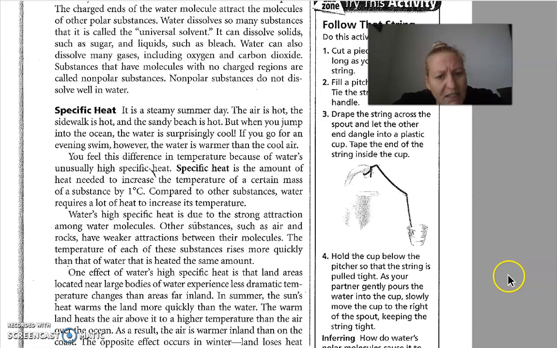Again, this is another term you need to know. Specific heat is the amount of heat needed to increase the temperature of a certain mass of substance by 1 degree C. Compared to other substances, water requires a lot of heat to increase its temperature.